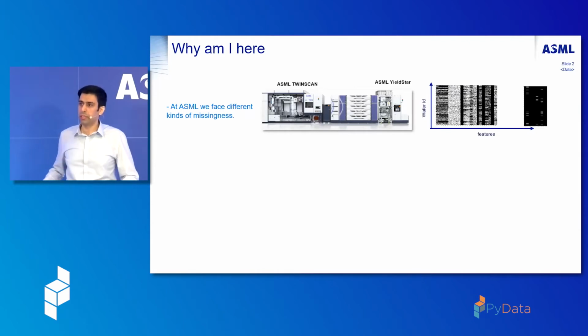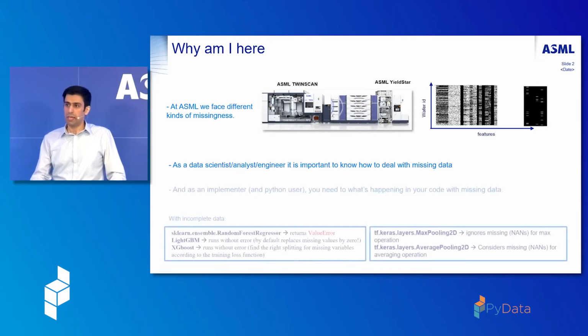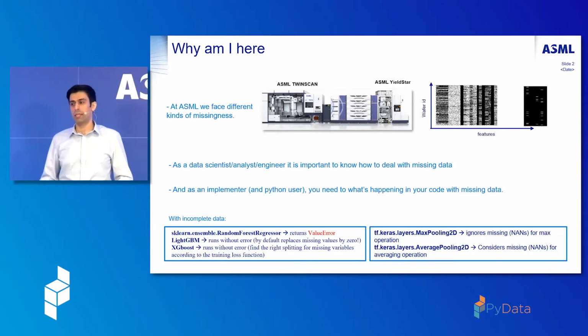But more importantly, and more generally, as a data scientist or engineer you need to deal with missing data. And I believe it's not an optional skill you may want to have or not. It's a necessity. And as an implementer, particularly a Python user, you also need to know what's happening in the packages you use, what's happening behind the scenes in the code. Here are two examples that I hope will motivate you to listen for the rest of this presentation. One is about three common packages in Python: random forest from scikit-learn, light gradient boosting method, and extreme gradient boosting method.